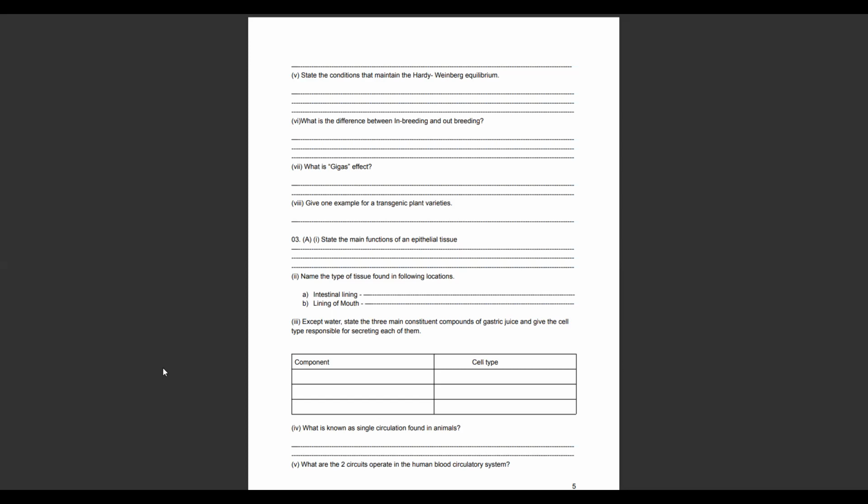Next question, it is from the circulatory system. What is known as single circulation found in an animal? In a complete circulation through the entire body, blood passes through the heart only once. Give 1 mark. Okay.